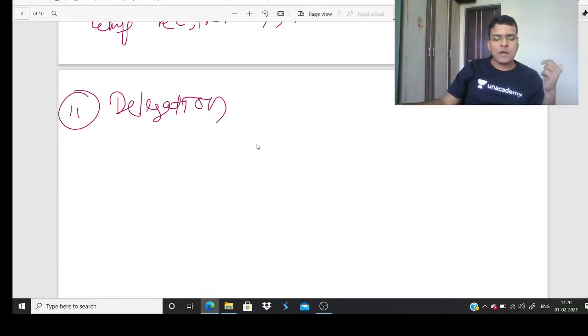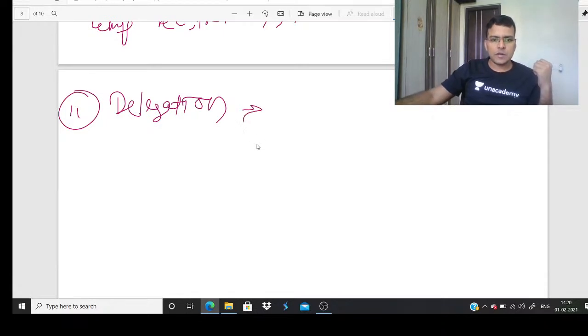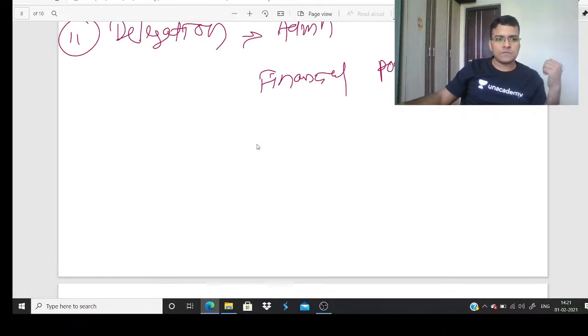Delegation. I think all of you have read what delegation is. When authority is given to a lower level, upper level or same level, it is delegation. So delegation of what? Administrative and financial power. It favors decentralization, not concentration of power, but delegation of power to increase the efficiency of administration.